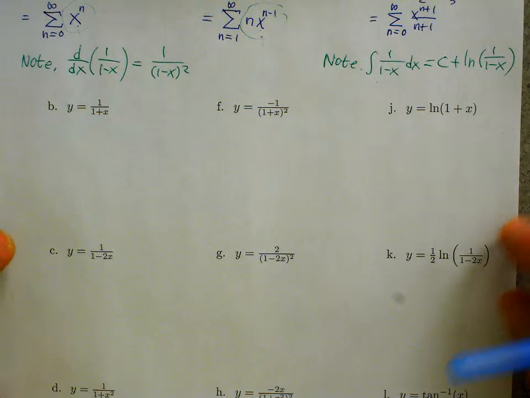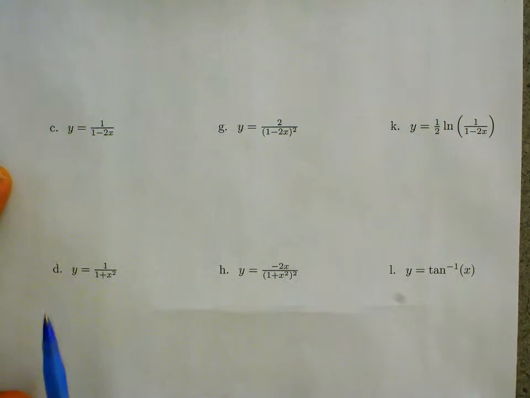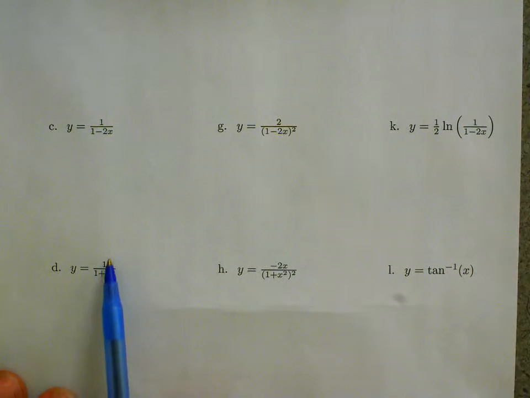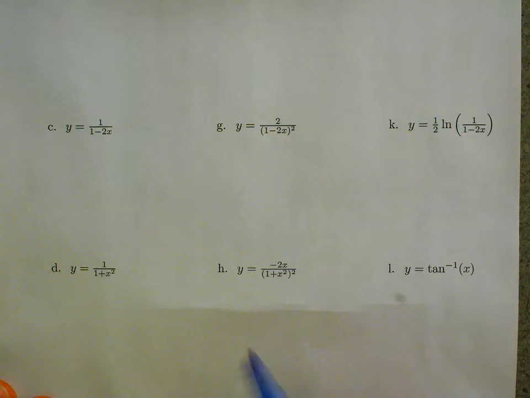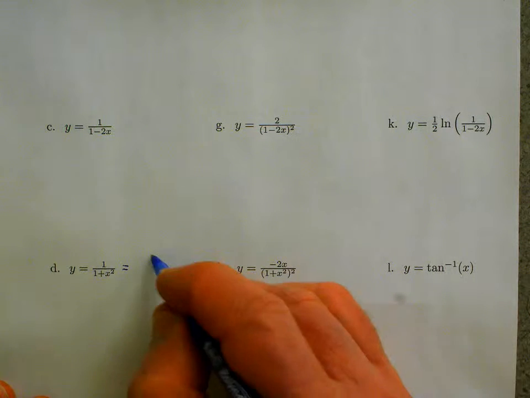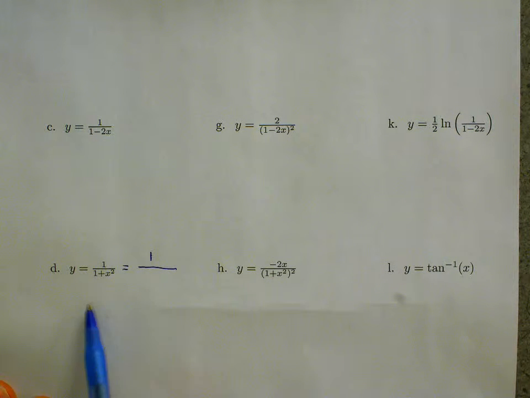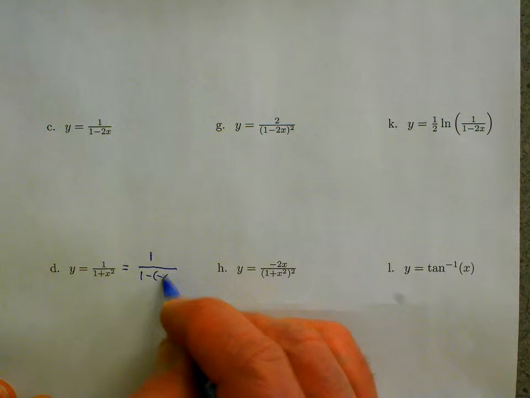But why don't we look at the bottom one? So parts D, H, and L. So how do we find a power series for 1 over 1 plus x squared? Negative x squared. Yeah, we're going to think of 1 over 1 plus x squared as 1 over 1 minus negative x squared.